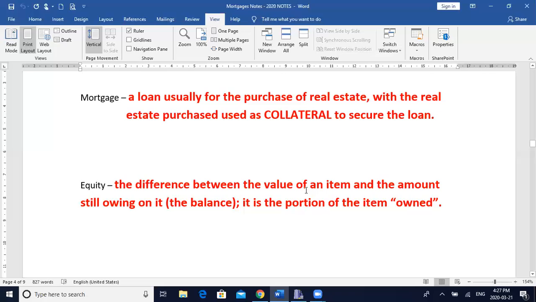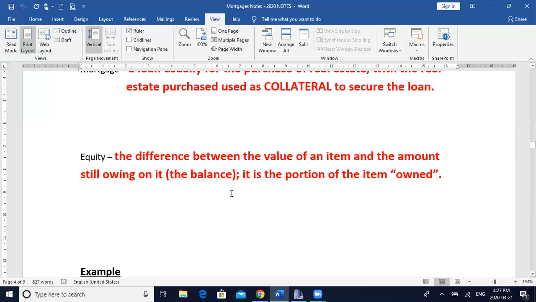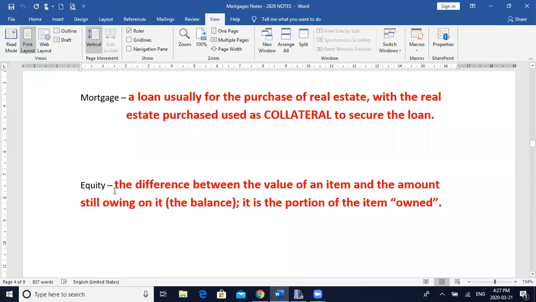So really, it's the portion of the item that you own. For example, if you own a home that's worth $200,000 and you have a balance owing on the mortgage of $100,000, then $200,000 minus $100,000 means that you have $100,000 equity, which would be considered an asset. That's important to note. If you just rent an apartment or rent a home, you do not get owner's equity. That is important if you are choosing between renting or buying a home.